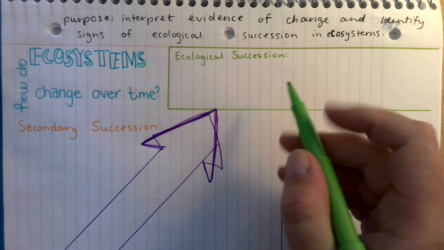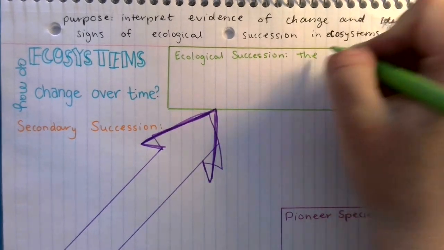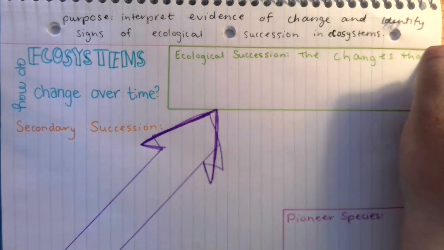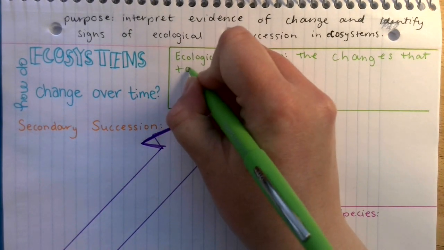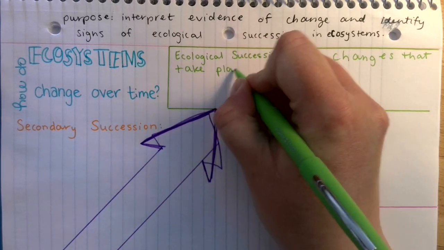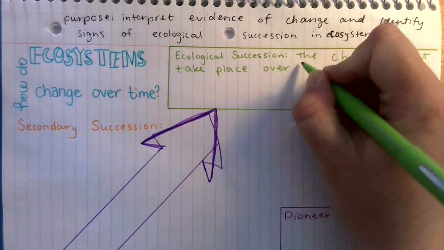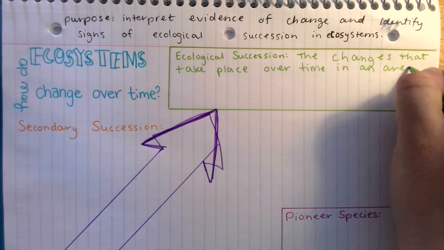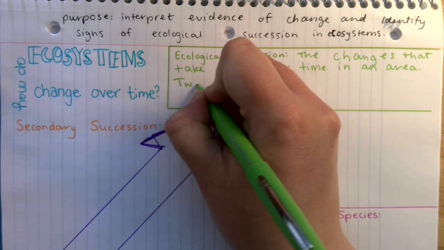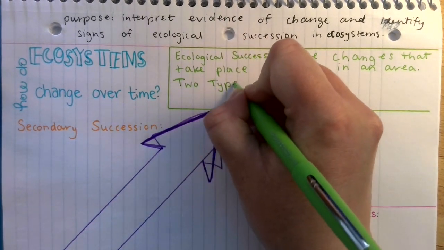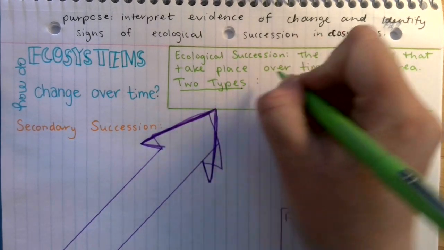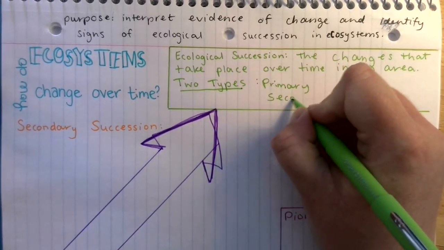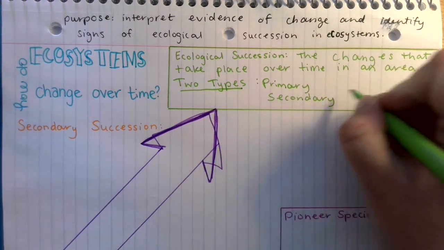So ecological succession is the changes that take place over time in an area. There are two types. Primary and secondary succession.